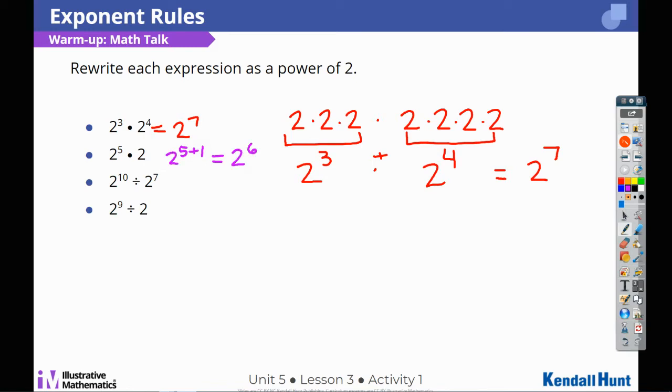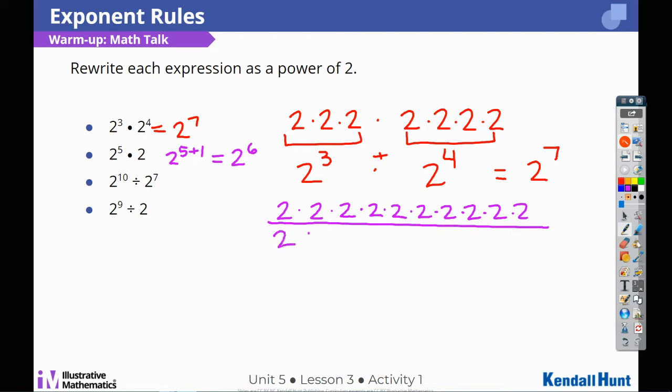Now if I'm dividing them, it's going to be the opposite of multiplying them. So I'm going to have 10 2's. So 1, 2, 3, 4, 5, 6, 7, 8, 9, 10, all being multiplied by each other, divided by 2 to the power of 7. 1, 2, 3, 4, 5, 6, 7.